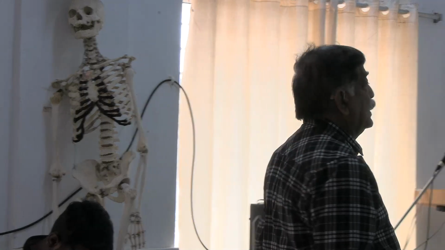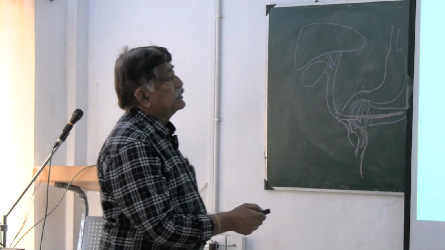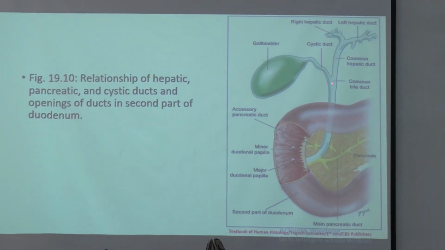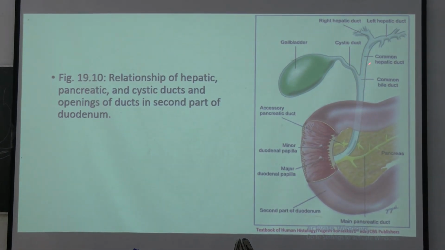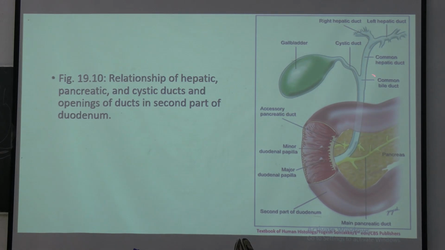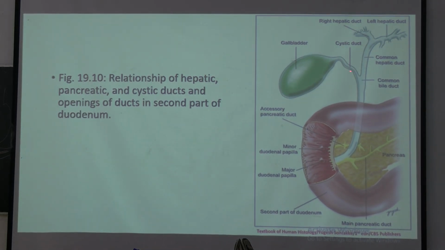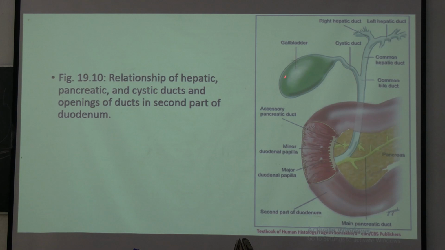So see, this is the liver, this is the gallbladder, this is the right hepatic duct and the left hepatic duct, common hepatic duct, and then common bile duct, CBD. This is the common bile duct. Bile from the liver comes and is stored in the gallbladder, where it is concentrated. Any fatty food causes the enzyme cholecystokinin to act, the gallbladder contracts, and the bile comes.